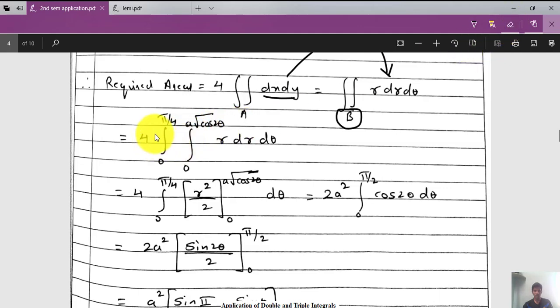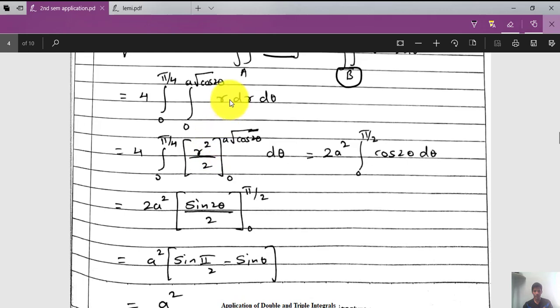And theta is from 0 to pi by 4. First I will evaluate with respect to dr. So the integration of r is r square divided by 2 over the limit 0 to a square root of cos 2 theta, d theta. Now this 2 I take outside, so it turns out to be 2, and then after evaluating.